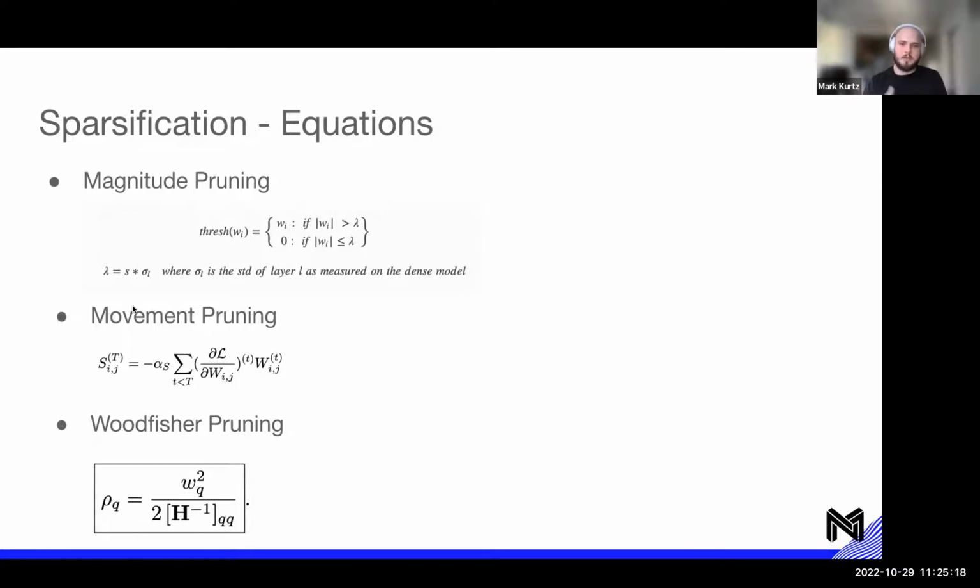Movement pruning, on the other hand, is a little bit more complicated. And what this is actually looking at is the gradient of the weights with respect to the loss, as well as the weights themselves, and multiplying those together. And then we're setting a threshold based on this. This ends up being the threshold that we want to target. So rather than looking at just the weights and thresholding based on just the weight value, we're actually going to threshold based on this equation here.